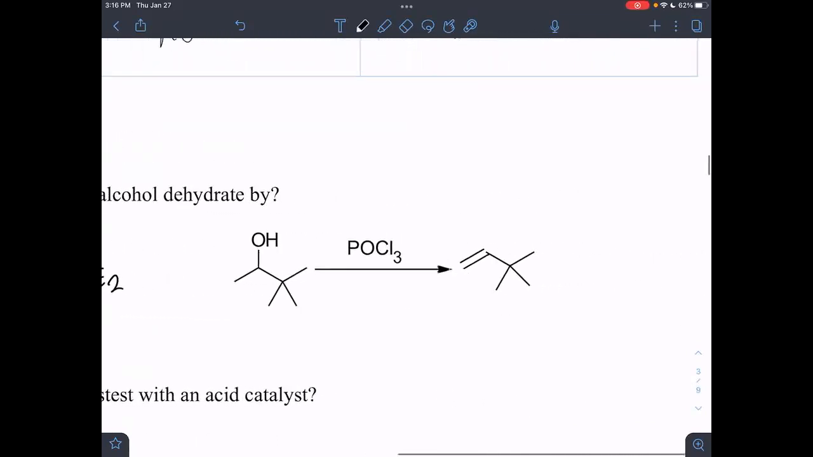The second one is going to be POCl3, and I don't know why I didn't include it on here, but it's usually going to be over pyridine, which is just the base. No one really cares about the mechanism for this, but just know that it gets dehydrated through an E1, E2. If you see these reagents with an alcohol, you could get this as a product.